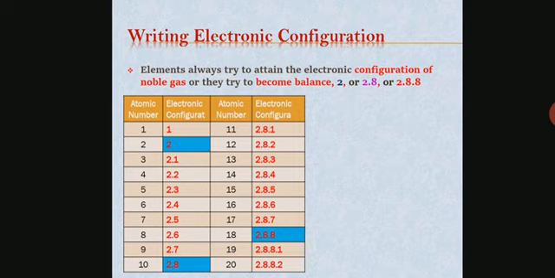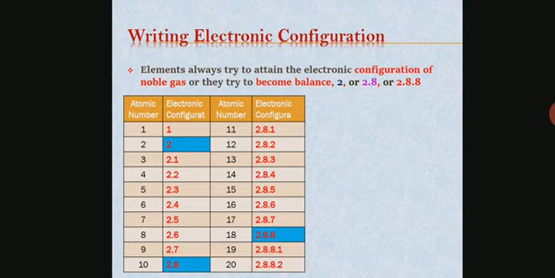Another example, say atomic number 15. Electronic configuration is 2.8.5. Valence electron is 5 and it belongs to third period. Since this 5 is more than 2, we have to add 10 to this 5, so it becomes 15. So atomic number 15 will be in the 15th group.